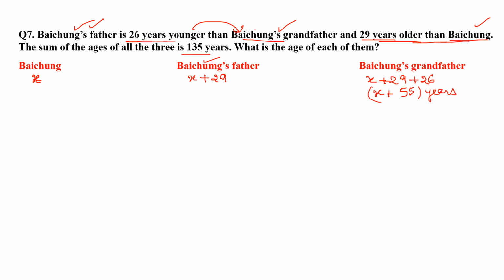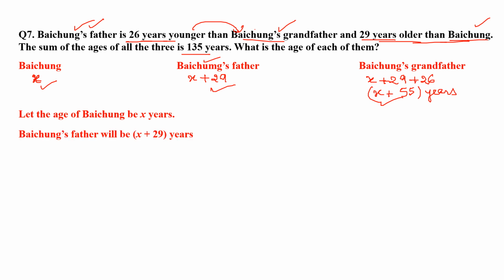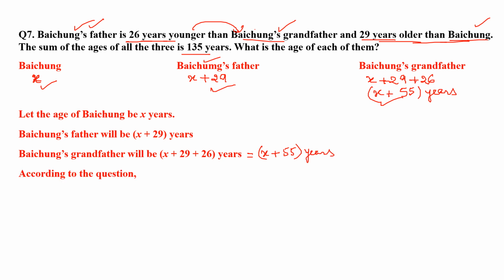And now the sum of the ages of Bachung, Bachung's father and Bachung's grandfather is given as 135. So now we can solve it easily, right? So I have assumed let the age of Bachung be X years. Then father's age will be X plus 29 and grandfather's age will be X plus 29 plus 26, which will give me X plus 55 years. And then according to the question, I will write the sum of their ages, which is Bachung's age X, father's age X plus 29 and grandfather's age X plus 55. And this sum is given as 135.